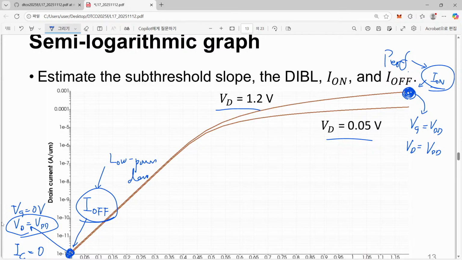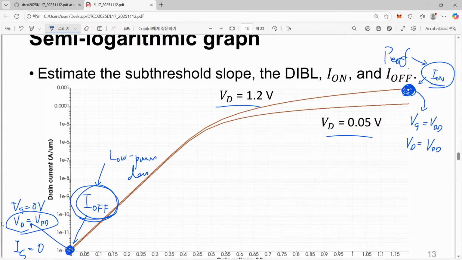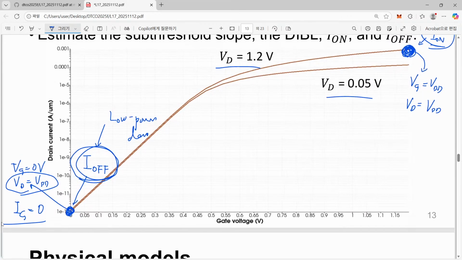If you take just a linear graph, then what will happen? You can clearly see this Ion, but at the same time, you cannot see this off current, because the off current is so small. When you draw in linear scale, it is just drawn as 0. So you can see it here. And another important one, which can be seen in this graph, is this one here.